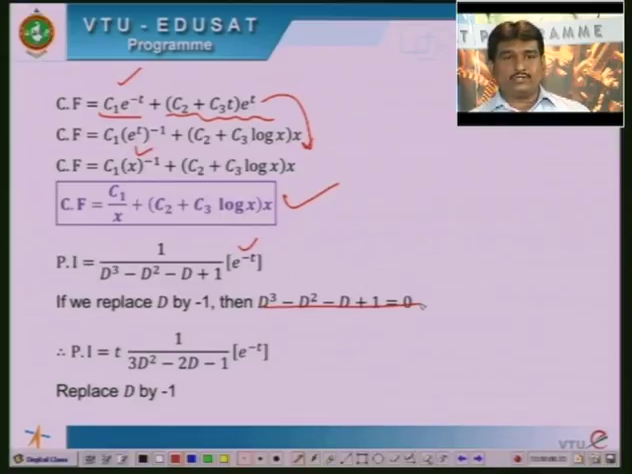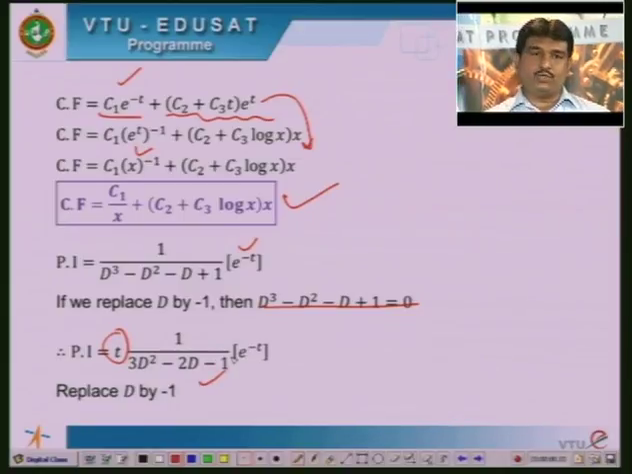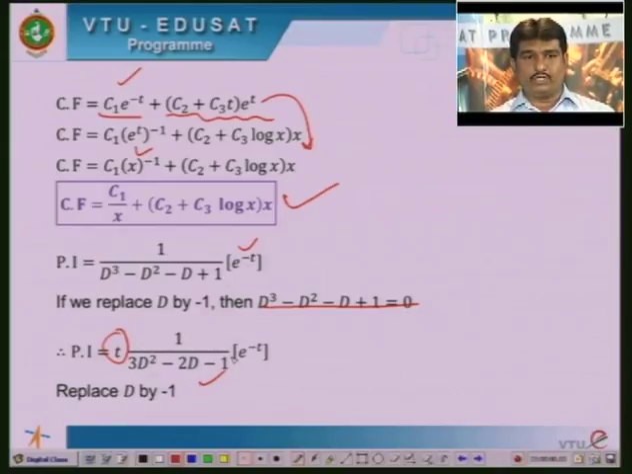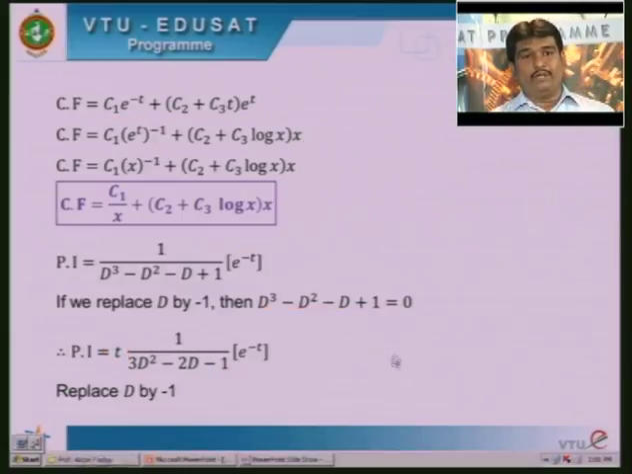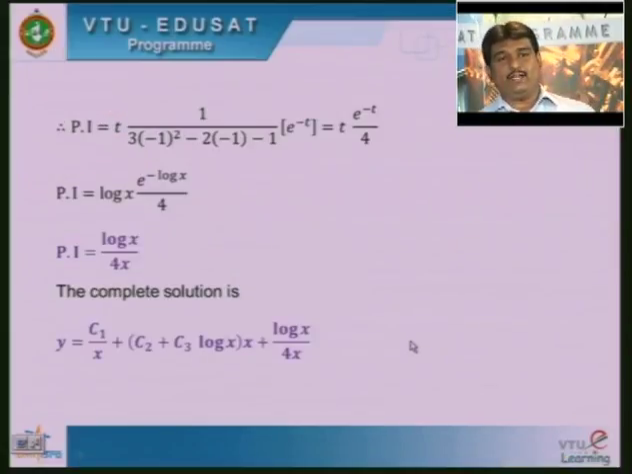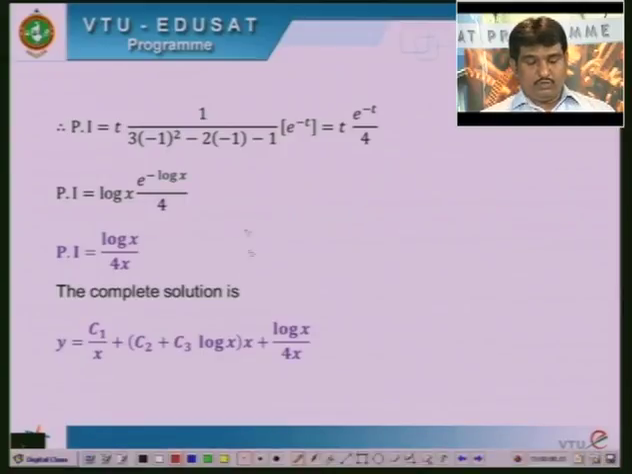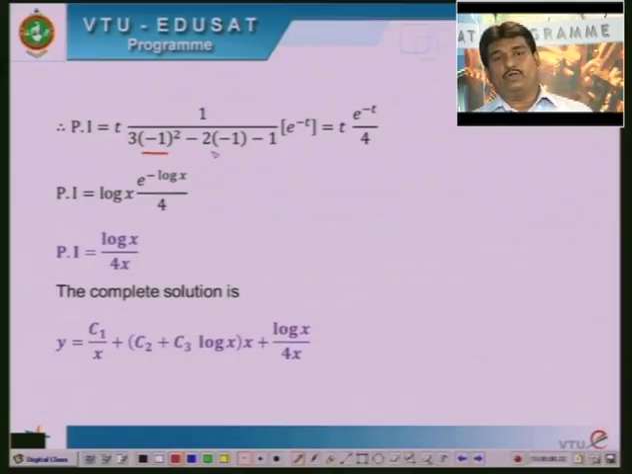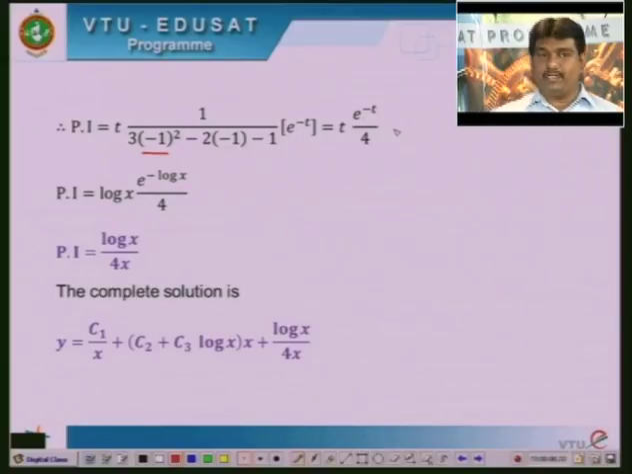And hence the rule is you have to multiply by the independent variable and differentiate the denominator. It's t into 1 by derivative of f of d, which is 3d square minus 2d minus 1, operated on e to the power of minus t. Now you can apply rule 1, that is replace d by minus 1. You can see we have replaced d by minus 1 here, 3 into minus 1 whole square minus 2 into minus 1, operated on e to the power of minus t gives the final solution as t into e to the power of minus t divided by 4.